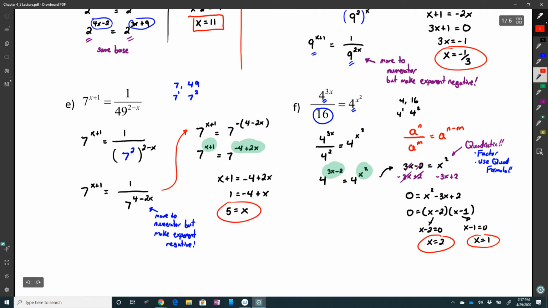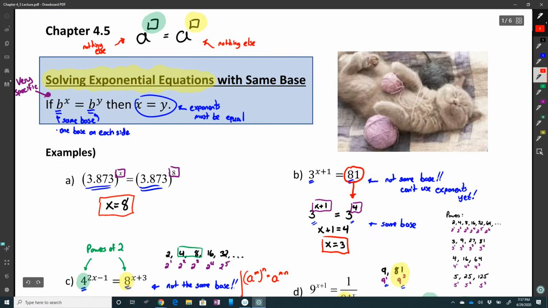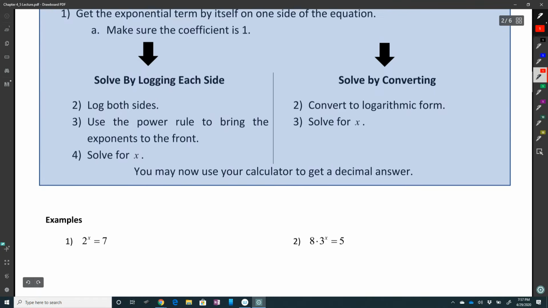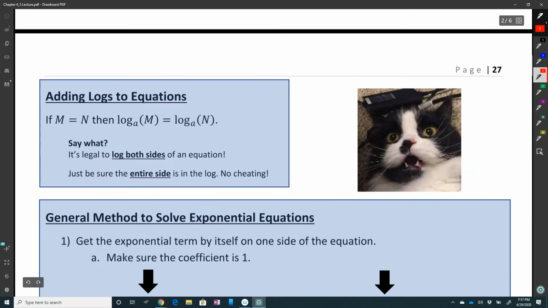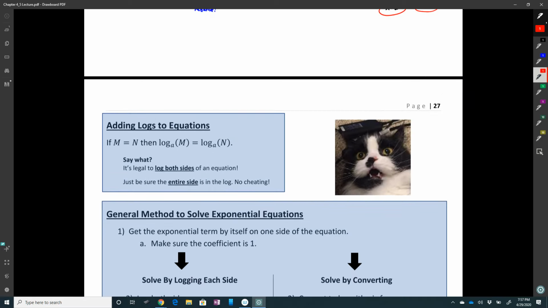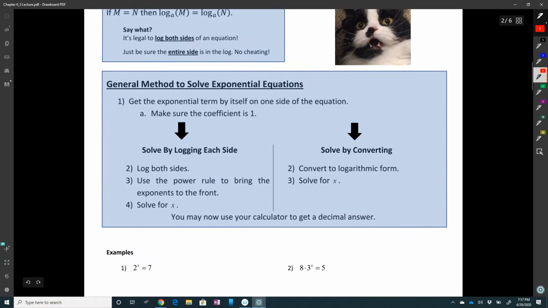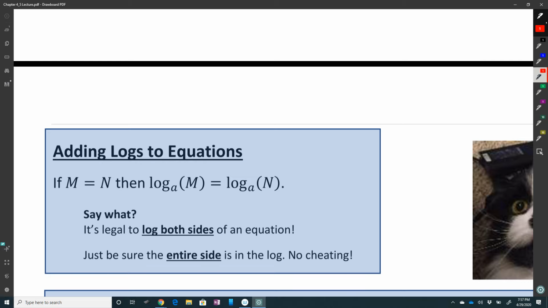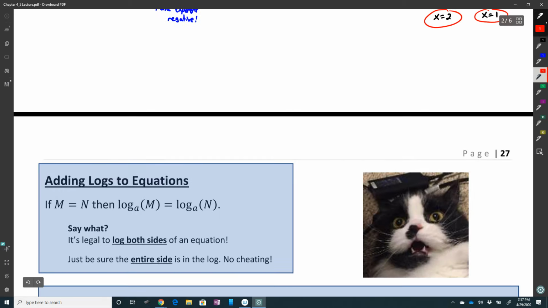All right, so those are the easy problems. Let's spice things up a bit. We're going to add some logs to equations. Did I put that in the right spot? Let me see. Yeah, no, they were good. Okay, so what we're going to do, there's the cat. Like, why would you do that? We're going to get equations, and we're going to add logs to them. ¿Por qué?